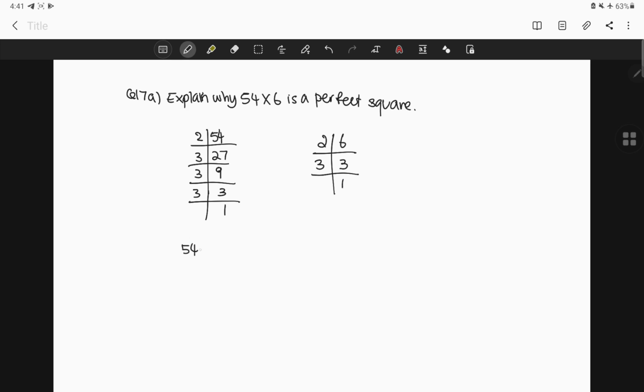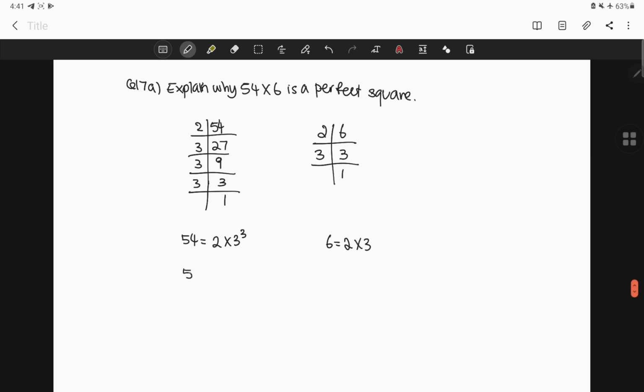So therefore 54 is equal to 2 multiplied by 3 to the power of 3. 6 is equal to 2 multiplied by 3. Therefore 54 multiplied by 6 would be equal to 2 multiplied by 3 cubed, multiplied by 2 multiplied by 3. We will then combine the 2's together. This would give us 2 to the power of 2, and combine the 3's together to give us 3 to the power of 4.